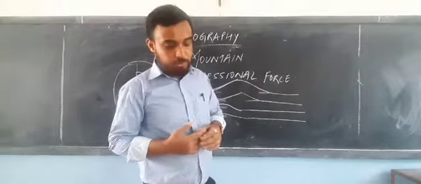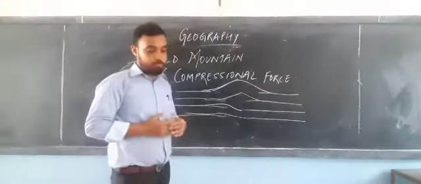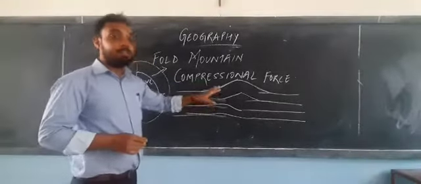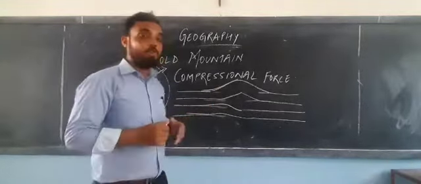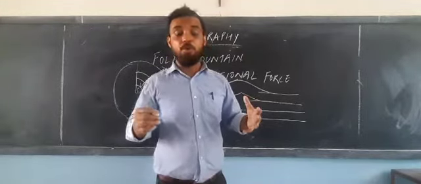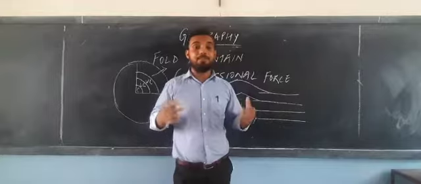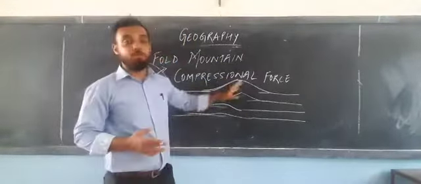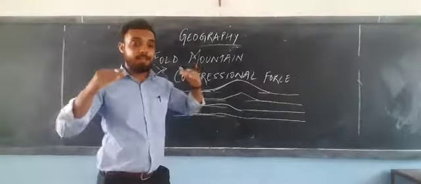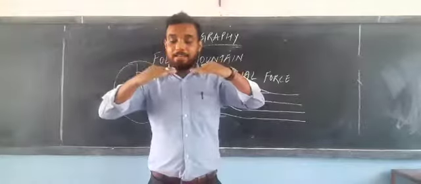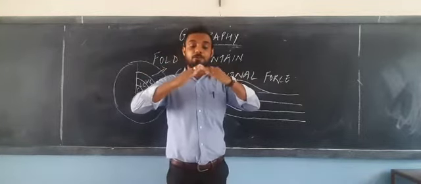Again, compressional forces generally occur when tectonic plates converge. The tectonic plates converging means when the tectonic plates collide with each other. When the pressure is more and there is no space for the tectonic plates to come out, what happens? They give a shape to a fold mountain. When they converge, the pressure from both the sides leads the surface of the land to rise up slightly.